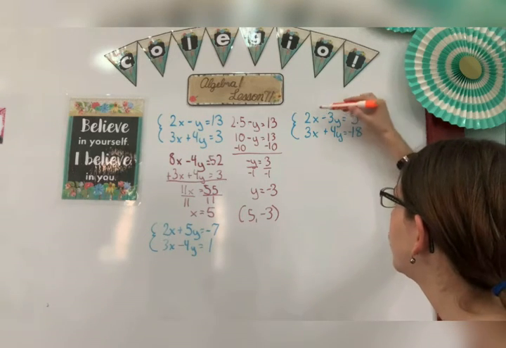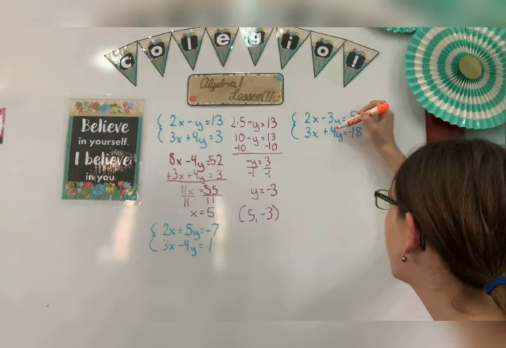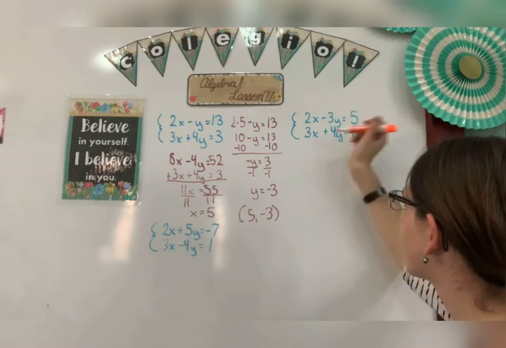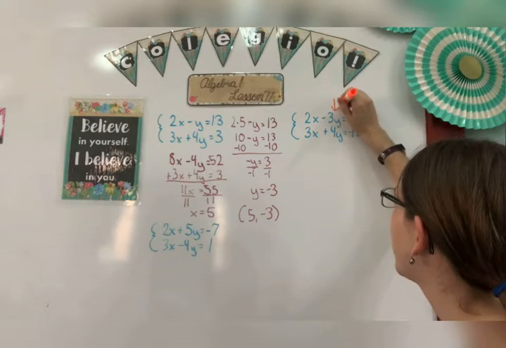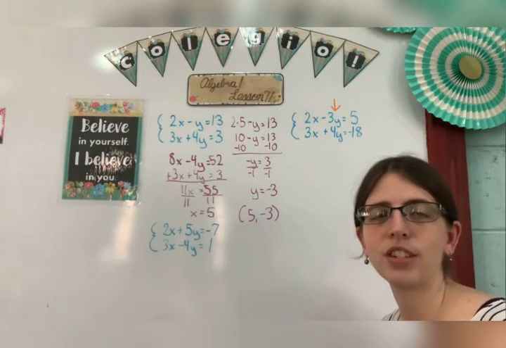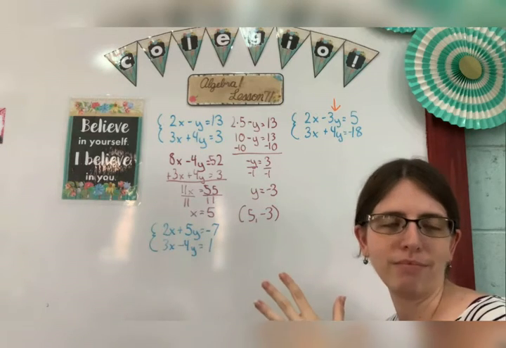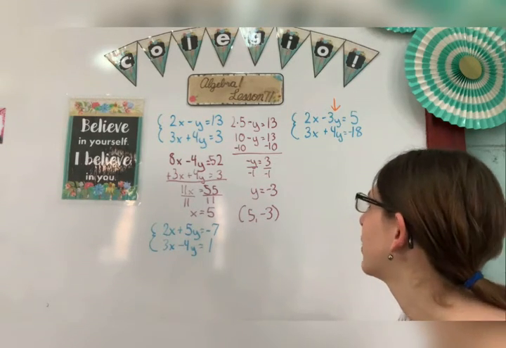So I have here 2x minus 3y equals 5. 3x plus 4y equals negative 18. I want to eliminate y because it's already opposite. But I could eliminate x. I would just have to multiply it by a negative to get one to be negative.